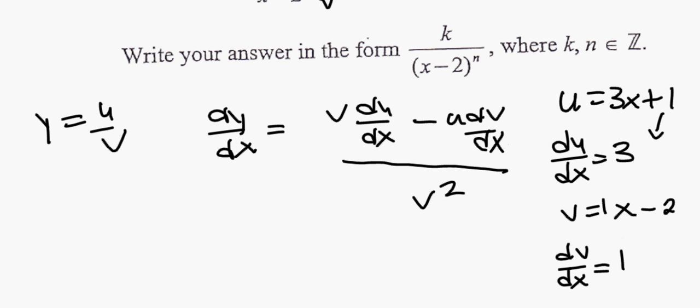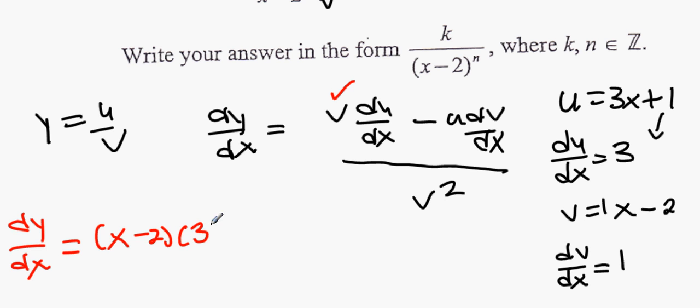Let's fill them in. So what we know about dy/dx is now dy/dx is v. v is x minus 2. v's done. du/dx is 3. That's done. Put in the minus. Correct. u, which is 3x plus 1.